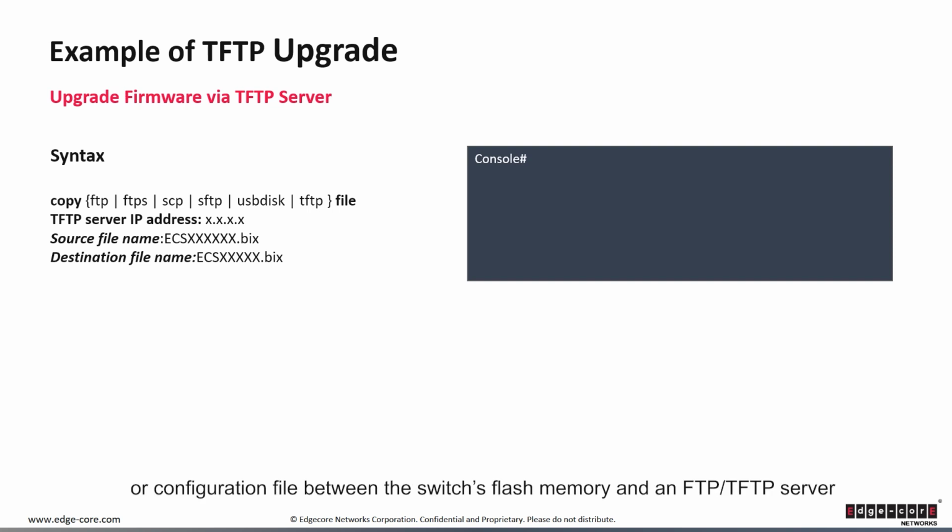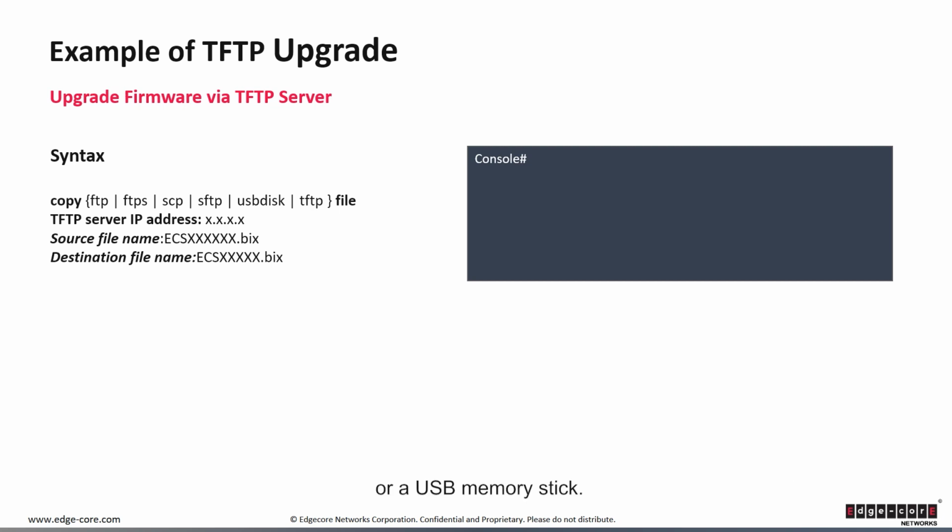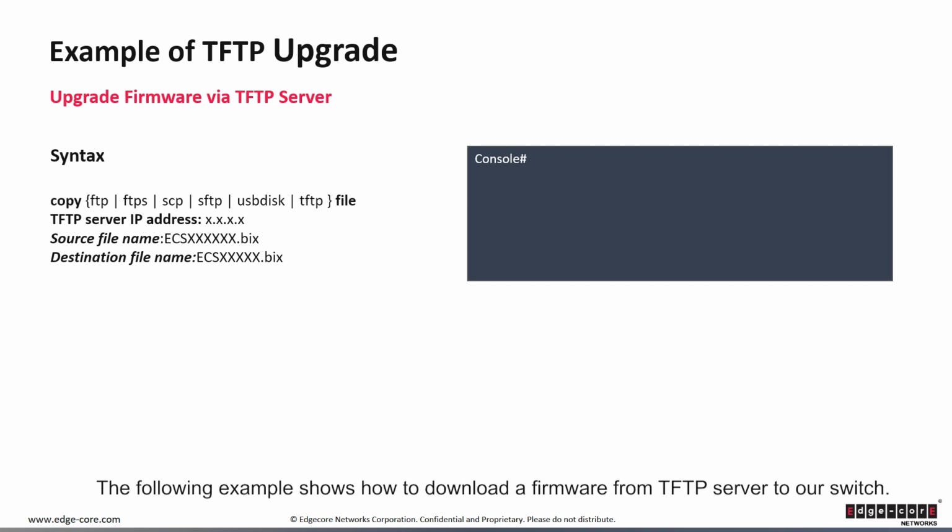We can use the copy command to move a code image or configuration file between the switch's flash memory and an FTP, TFTP server, or a USB memory stick. The following example shows how to download firmware from TFTP server to our switch.